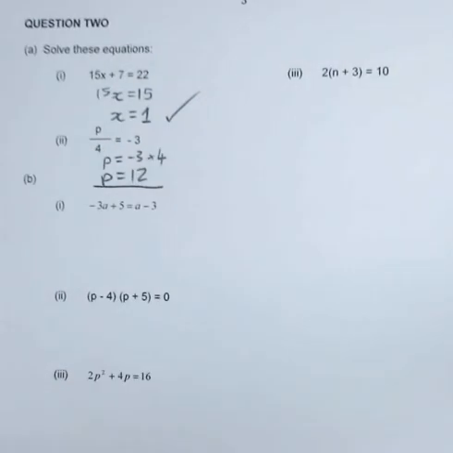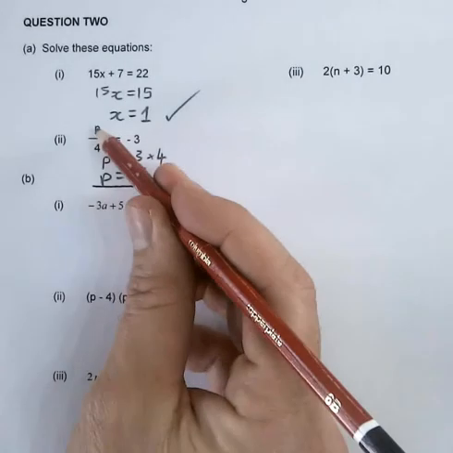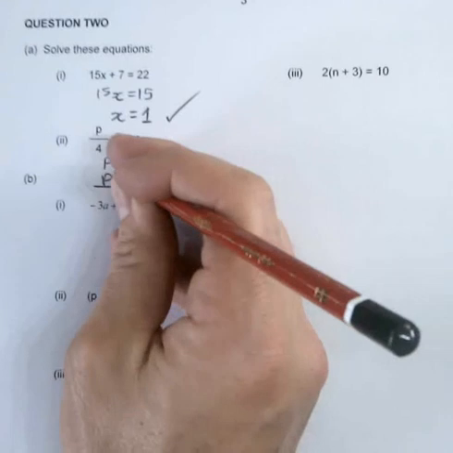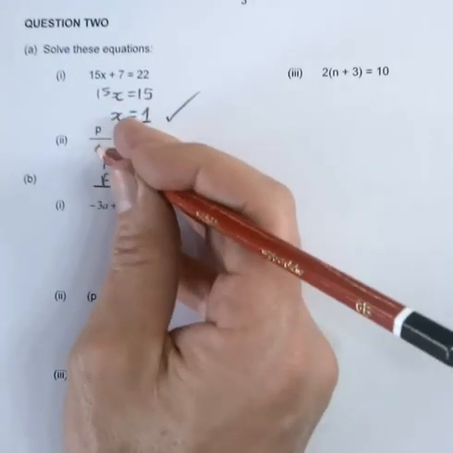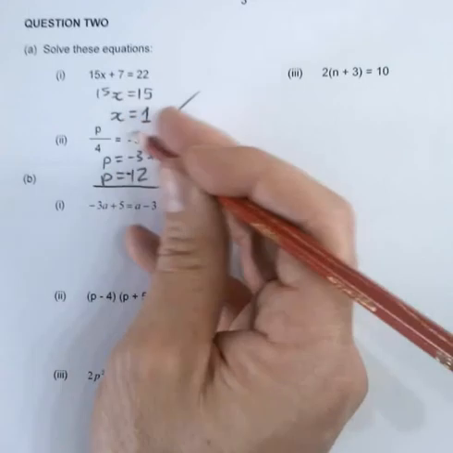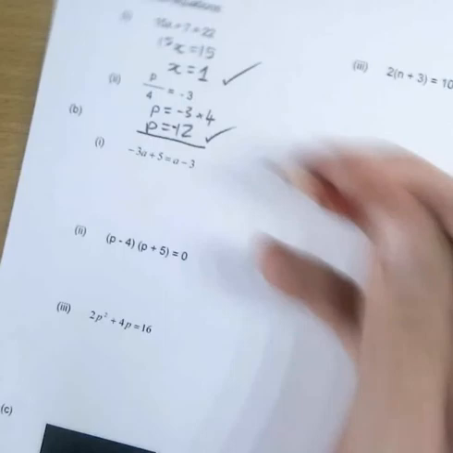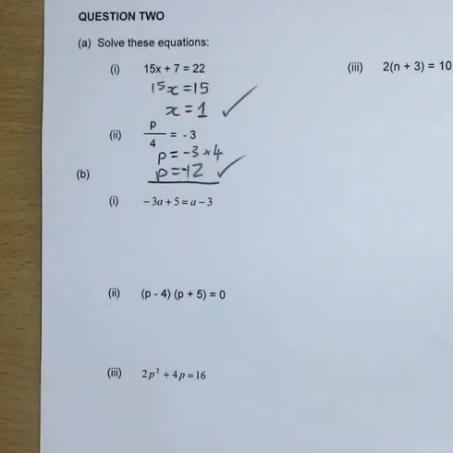And again, if you wanted to check negative 12, and that's why I check, I guess. Negative 12 divided by 4 would give me the negative 3 I'm after, so I know that my answer is correct there. Okay, so those are both achievement questions.